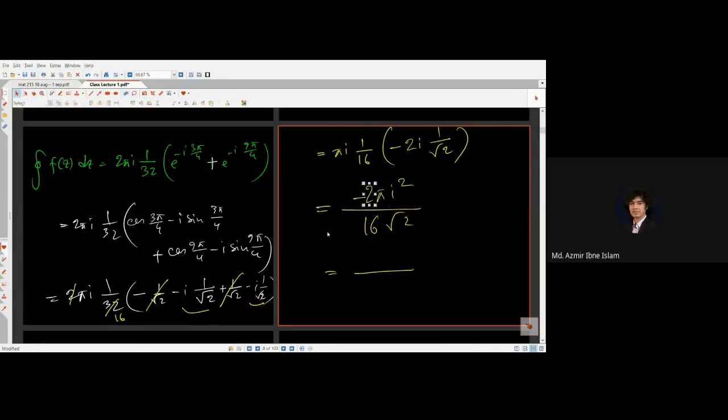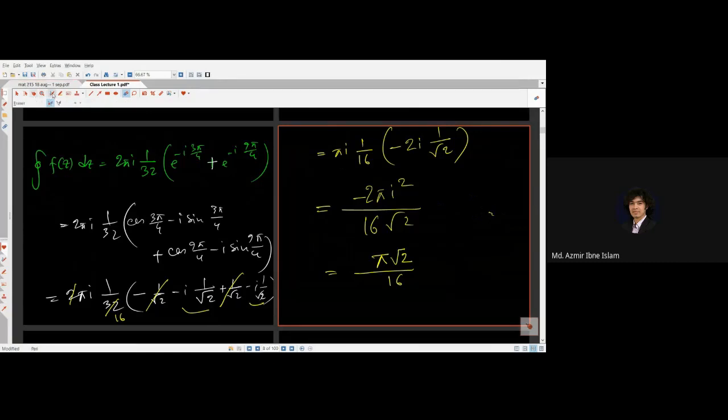2 can be simplified with 16. Yes, sir. So we have just pi root 2 over 16. That means that is done. Or we can also write this one as pi over 8 root 2. And that is also okay. So this is our result.